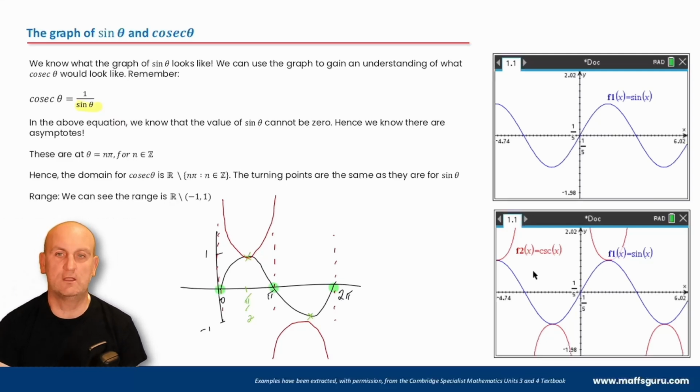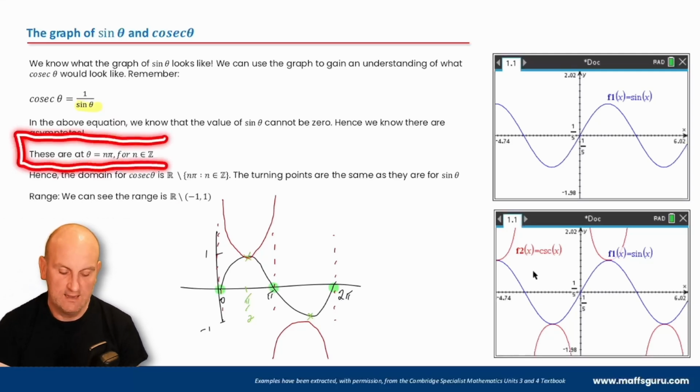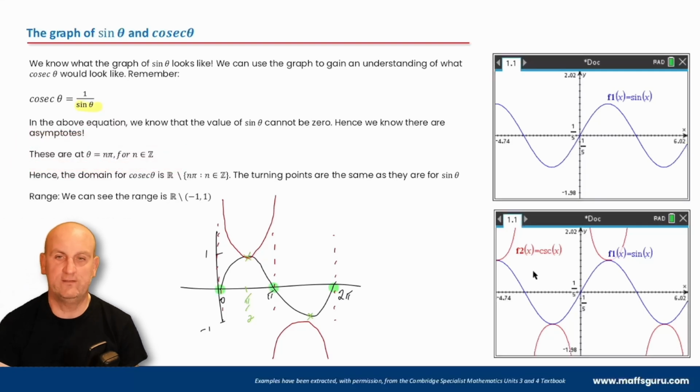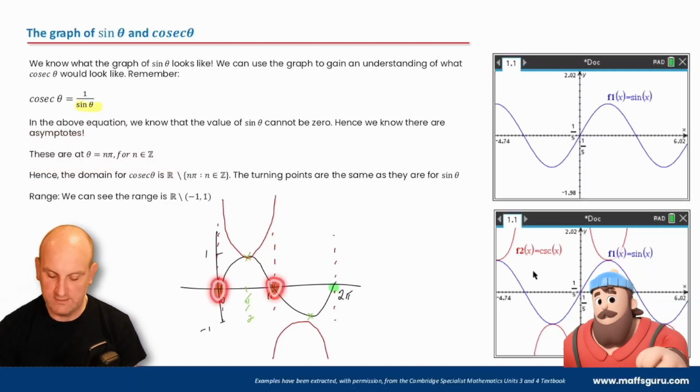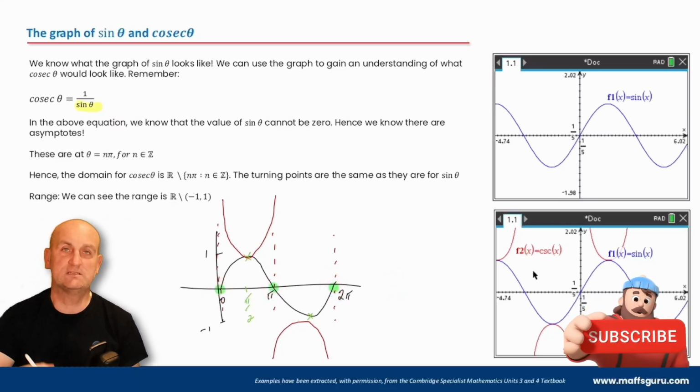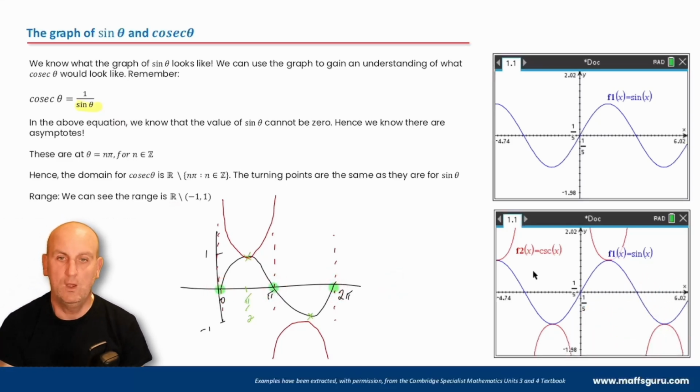Right, so let's now look at the important information. We can now see for cosec that there are going to be asymptotes at n pi. Now, again, why? Because it's 0 pi, 1 pi, 2 pi, 3 pi. That's where the sine curve would cross, yeah? We know the domain for cosec is going to be all real values except n pi, which is where my asymptotes are going to be.